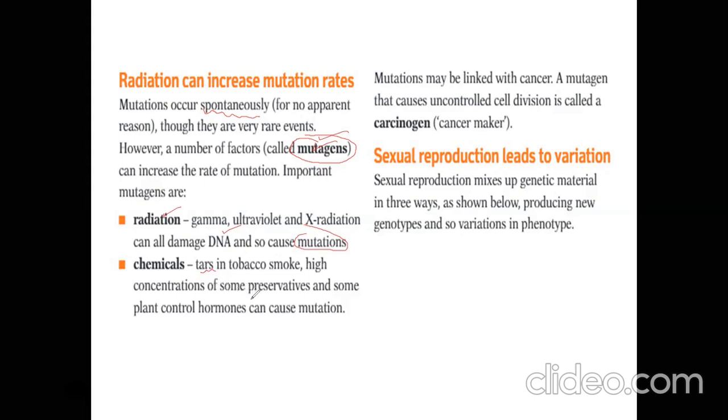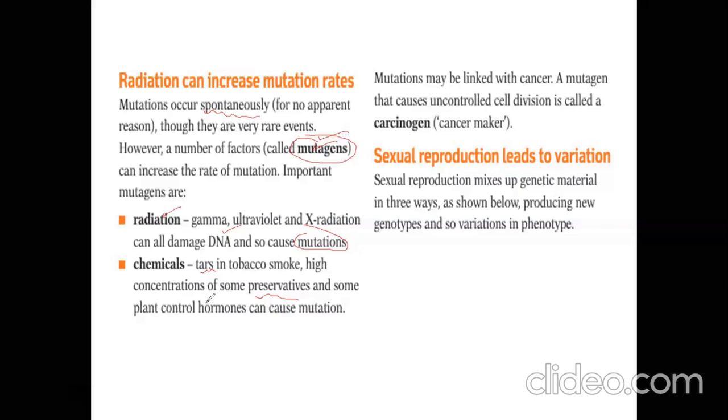High concentration of some preservatives, some chemicals that we are using for the preservation purpose, to preserve food means to keep our food for a long time, to protect that from germs. That is called preservation. So for that purpose, we are using certain preservatives. Such chemicals at high concentration are also very toxic, and that can increase the risk of mutation.